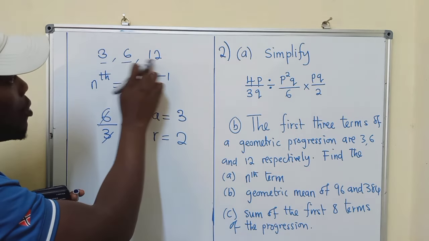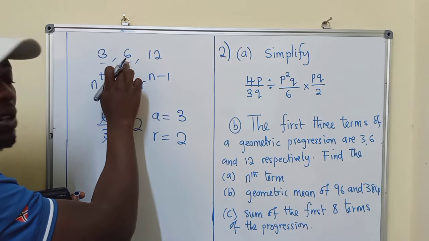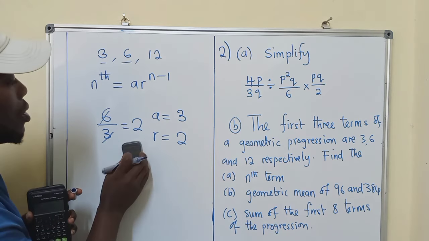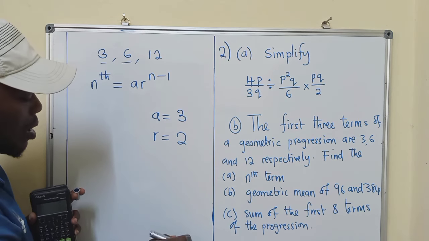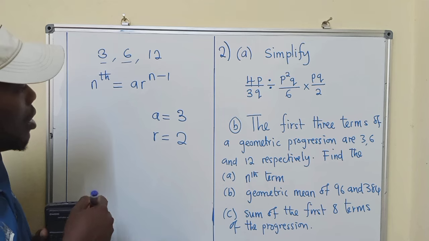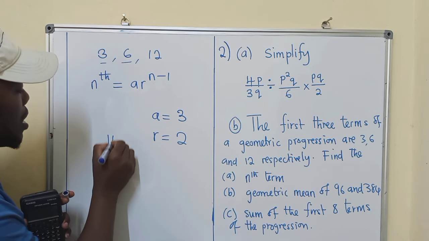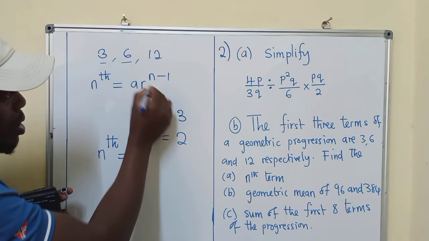If you want, you can get 12 and 6. You say 12 divided by 6. You still get a 2. So that's how you find the R. Okay? So now, after you found these, you now plug them in. You put them in this formula.